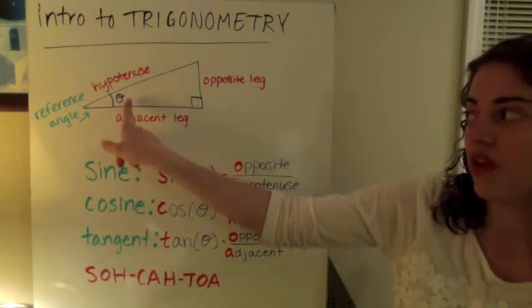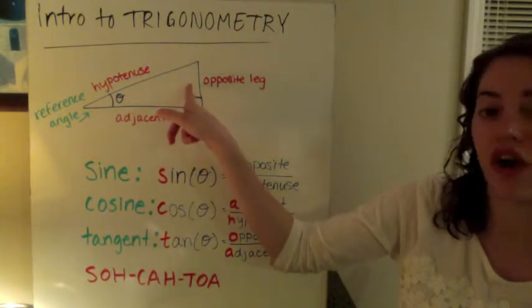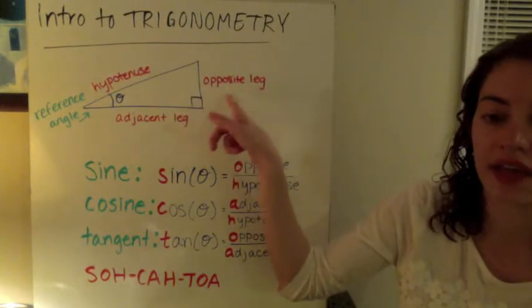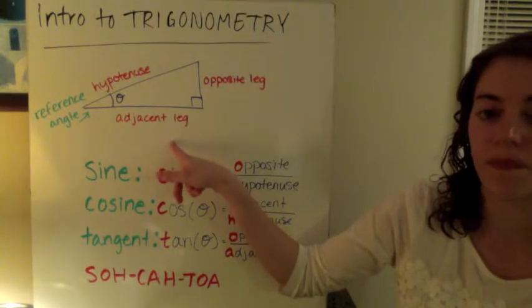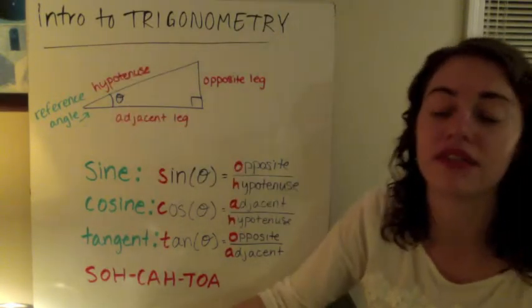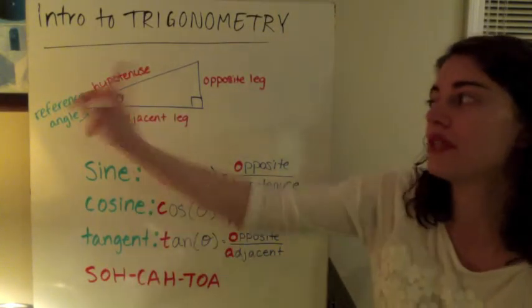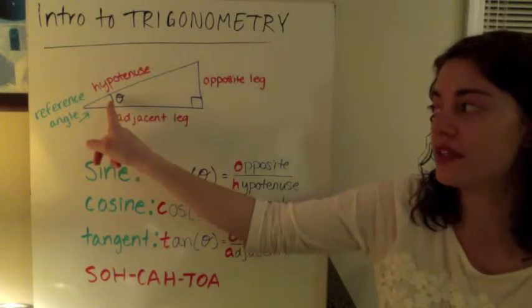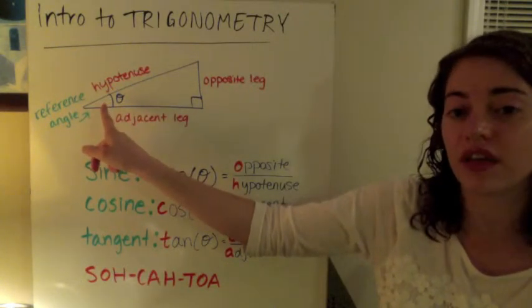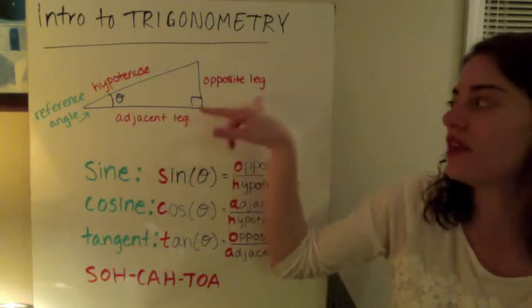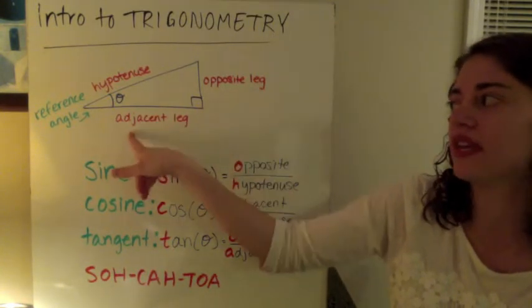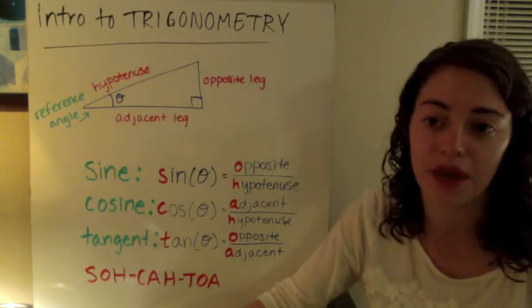From your reference angle, the leg across from it is the opposite leg. The leg adjacent to it is your adjacent leg. And of course, the hypotenuse is still the hypotenuse. You'll notice the hypotenuse is also adjacent to theta, to our reference angle, but it's not an adjacent leg. So these legs get special words for opposite and adjacent. Hypotenuse is still the hypotenuse.